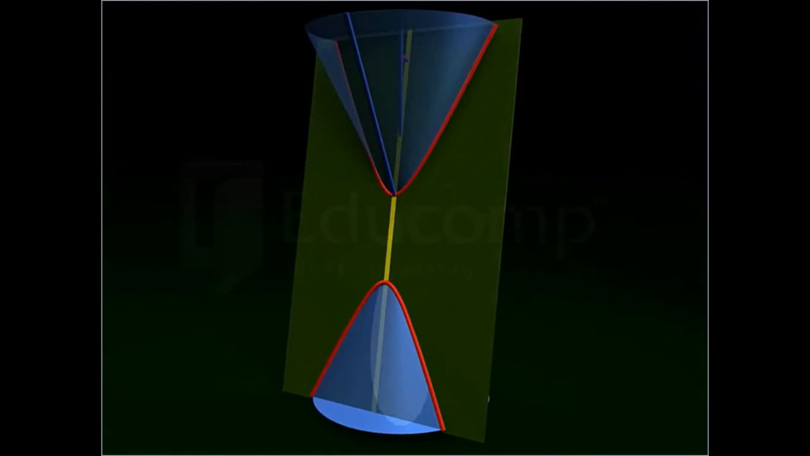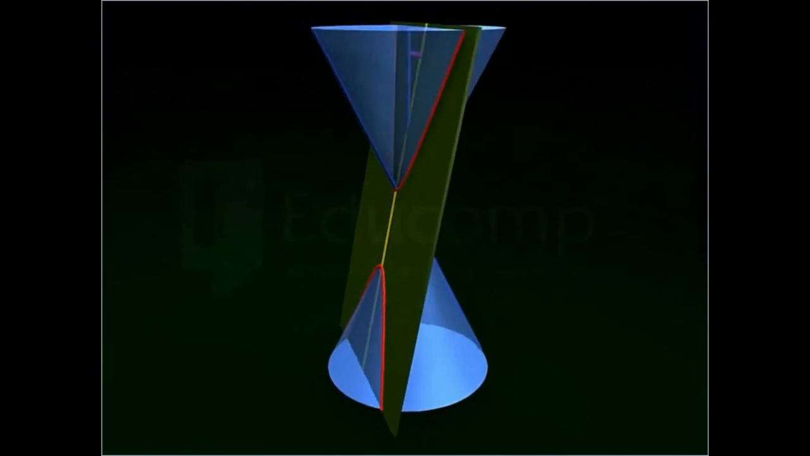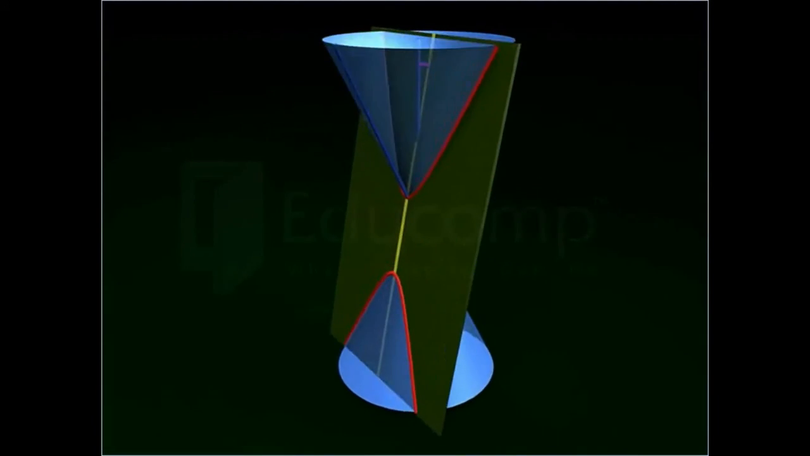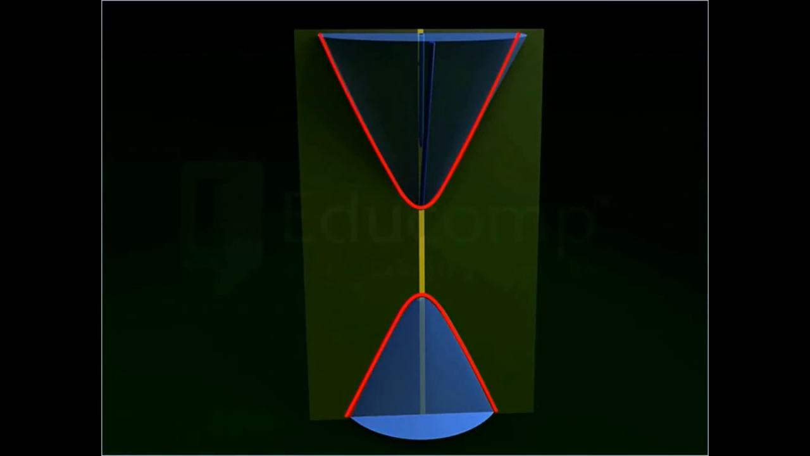However, if the plane intersects the vertical axis at an angle smaller than the vertex angle, the plane intersects both the nappes of the cone to form an open curve called a hyperbola, which has two disjoint curves.